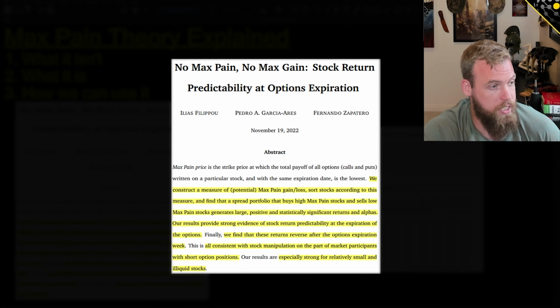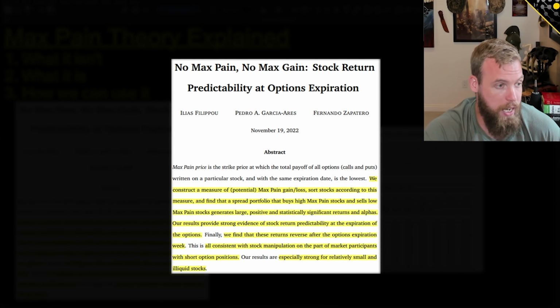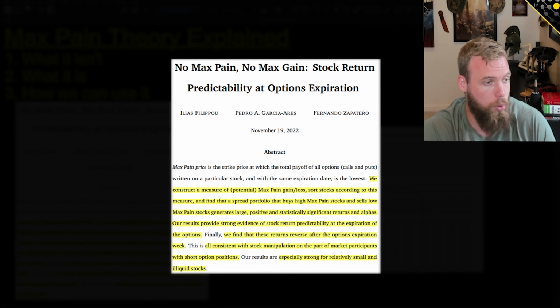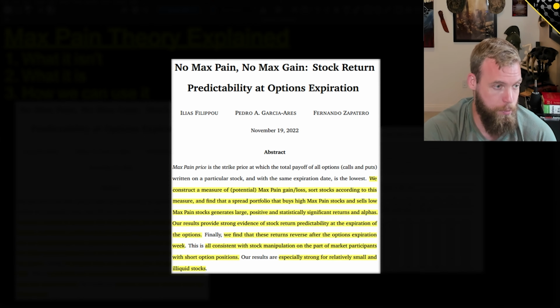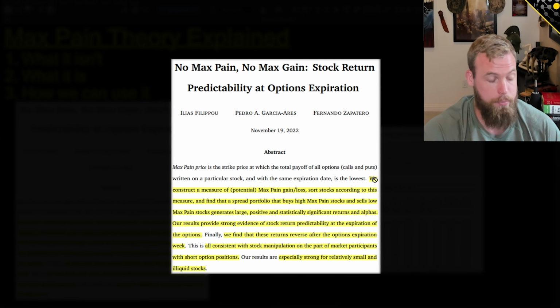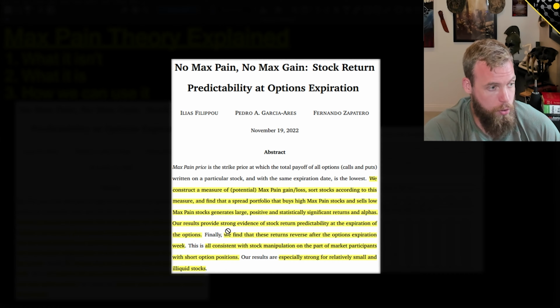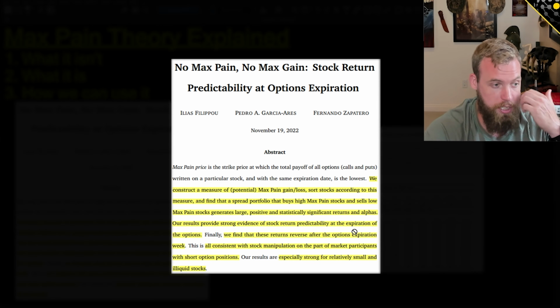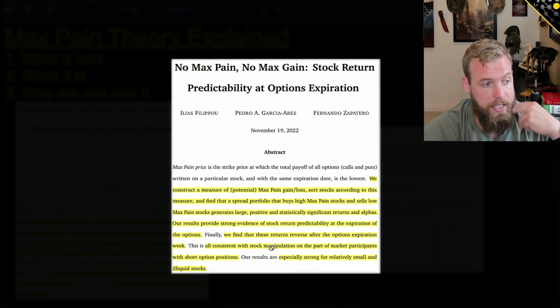This says, "We construct a measure of potential max pain gain/loss, sort stocks according to this measure, and find that a spread portfolio that buys high max pain stocks and sells low max pain stocks generates large positive and statistically significant returns and alphas." So essentially what that entire line means, if you're new to reading these kinds of things, is that there's an observable, tradable trend. Then down here it says, "Our results provide strong evidence of stock return predictability at the expiration of options. We find that these returns reverse after options expiration."